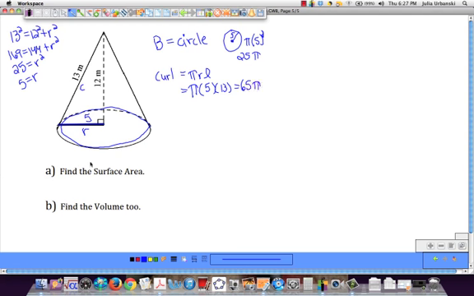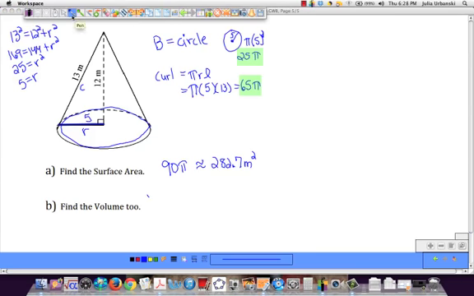Now they didn't ask for lateral area, they only asked for surface area. If they asked you for the lateral area, make sure you only count this part. For the surface area, you count it 25 pi plus 65 pi, and I'm pretty sure that's 90. So the surface area is 90 pi, and if you ever want to give it to the nearest tenth, you just multiply 90 times the pi button. 282.7 meters squared.